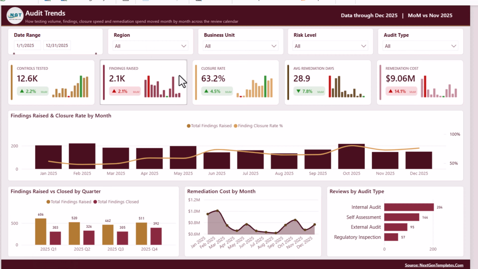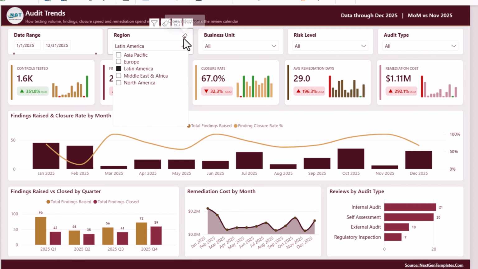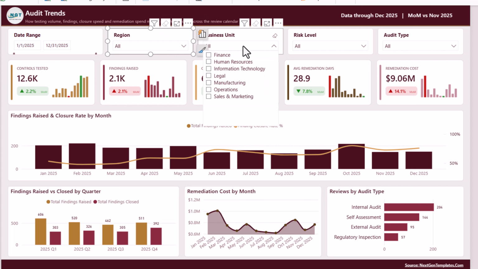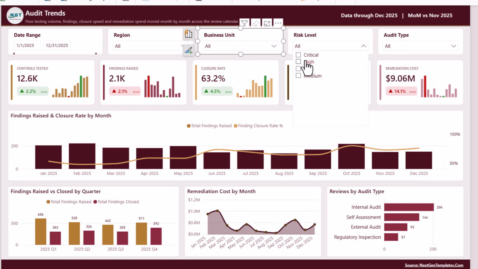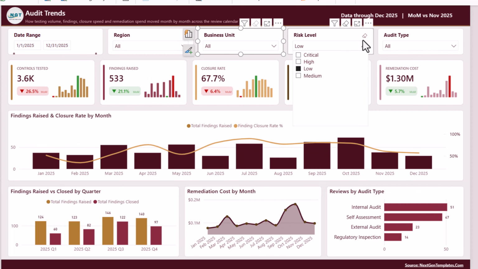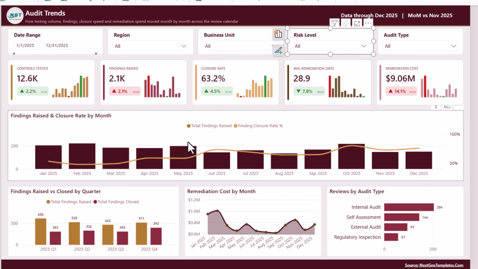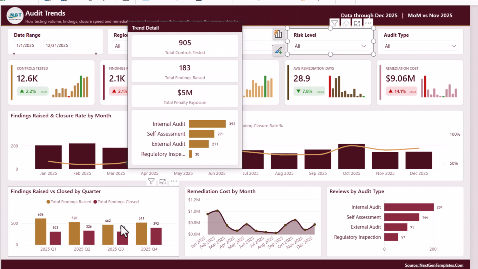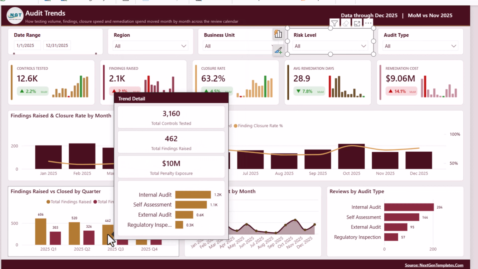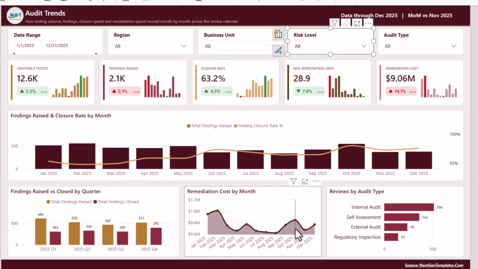Now let's move to the Audit Trends page. This page is about momentum. The cards summarize controls tested, findings raised, the closure rate, the average remediation days, and total remediation cost. You can follow findings alongside the share of them being signed off month by month. Compare what was raised against what was closed quarter by quarter. Watch remediation spend move through the year and see how the review load splits across audit types.